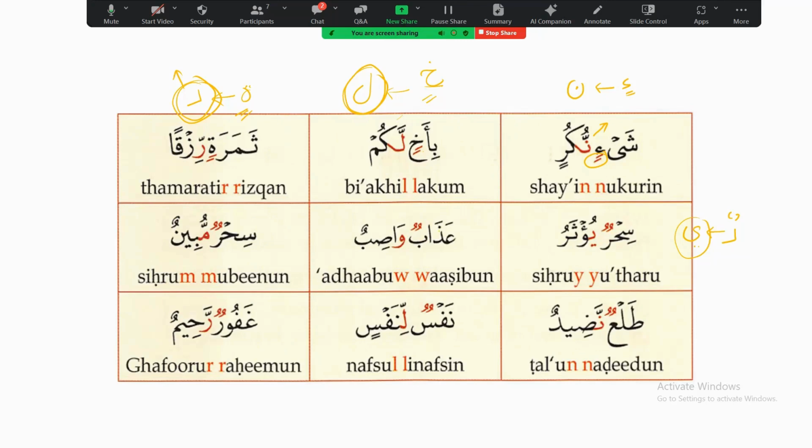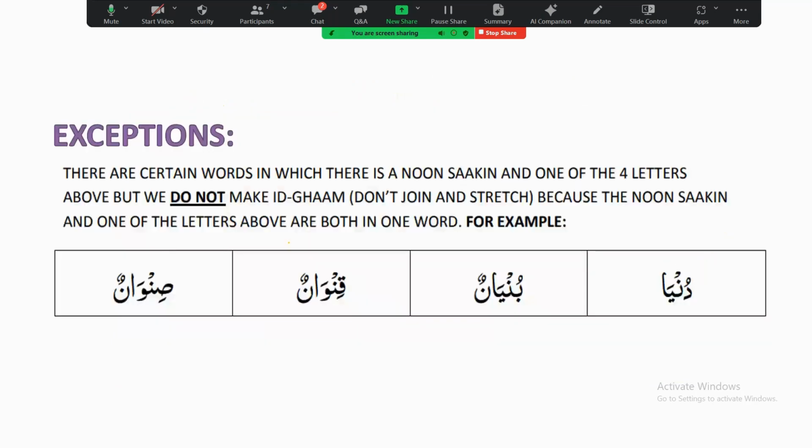Just let me say this quickly. عذاب واصب. Entering ba into waw sound here, right? عذاب واصب. سحر مبين. طلع نضيد. نفس لنفس. غفور رحيم. These were just the examples of both of the types of idgham.